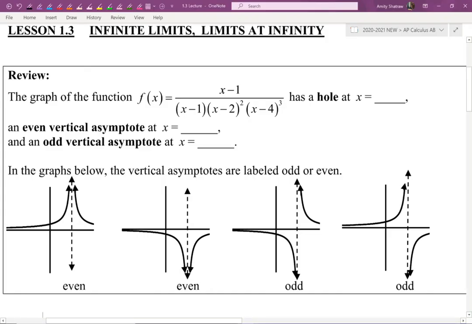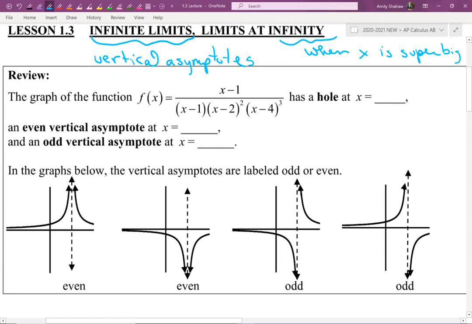All right, you guys, here we are at lesson 1.3. This is our infinite limits and limits at infinity. This first section is talking specifically about vertical asymptotes. And this section is what happens when x is super big. So they're totally different ideas. And so I just want to talk about vertical asymptotes to start.